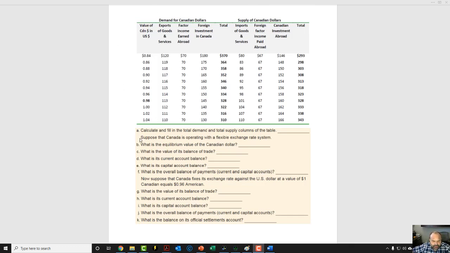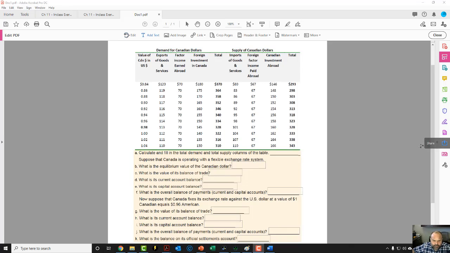Now it says, suppose that Canada is operating under a flexible exchange rate. What is the equilibrium value of the Canadian dollar? Well, we look where the total demand for Canadian dollars is equal to the total supply. Looking at these two columns, we'll see that the equilibrium exchange rate will be 0.98, because that is where the total demand equals the total supply. So the equilibrium value of the Canadian dollar is 0.98.